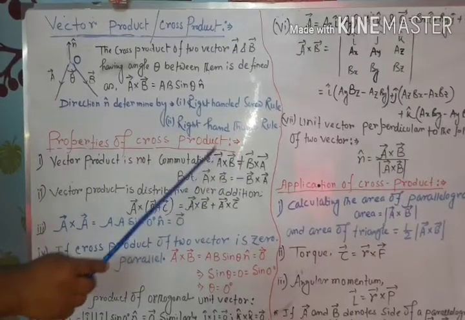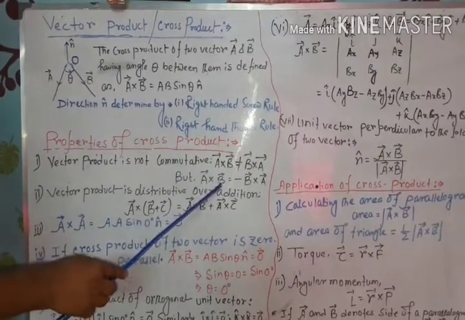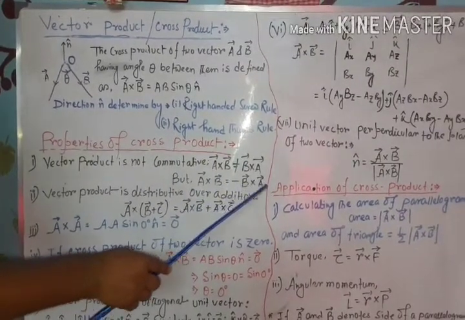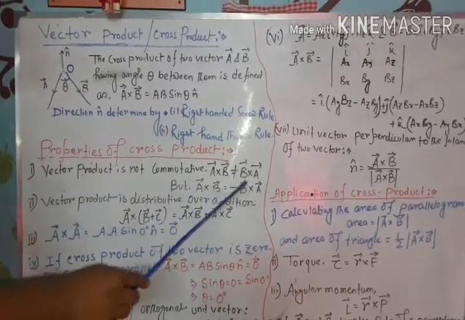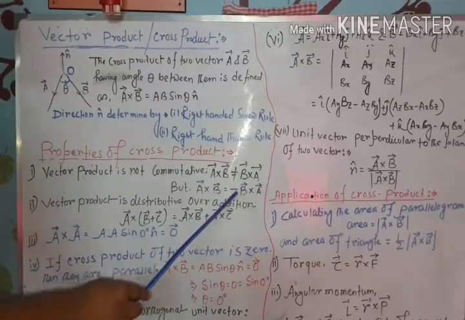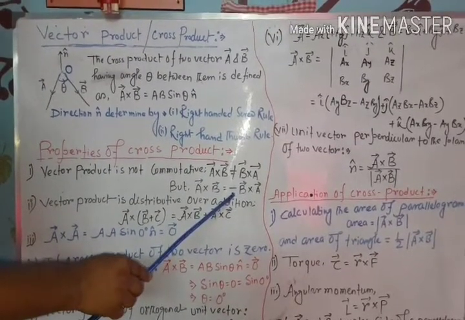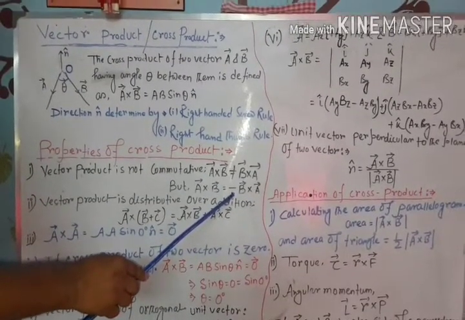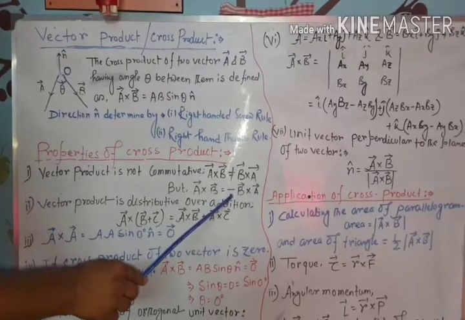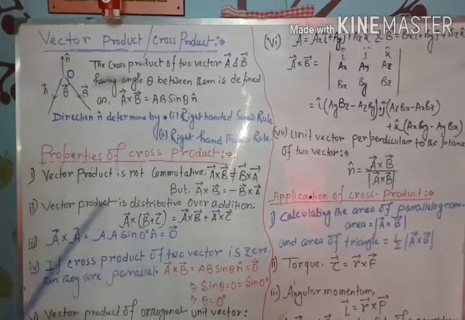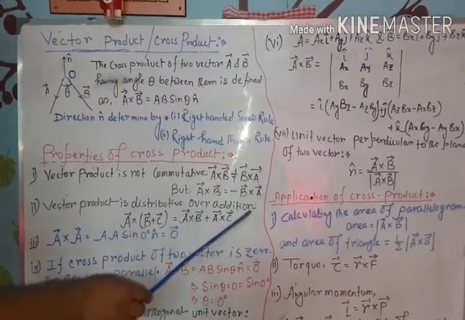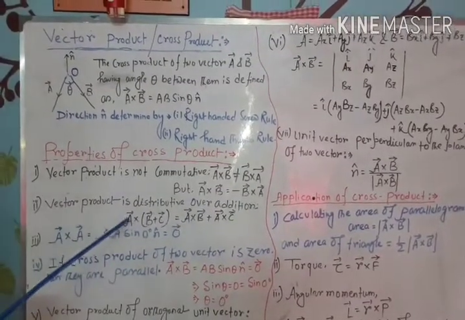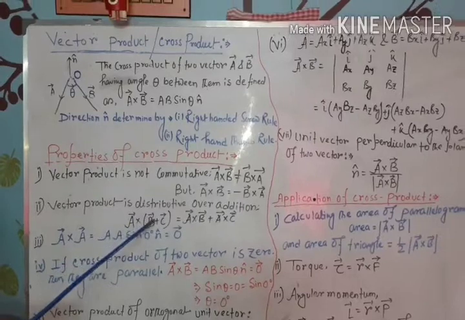What do you mean by that? A vector cross B vector equals minus of B vector cross A vector. Means the magnitudes of A cross B and B cross A are the same, but their directions are opposite. Means the cross product of two vectors is anti-commutative. Secondly, vector product is distributive over addition. See the expression A vector cross B plus C.